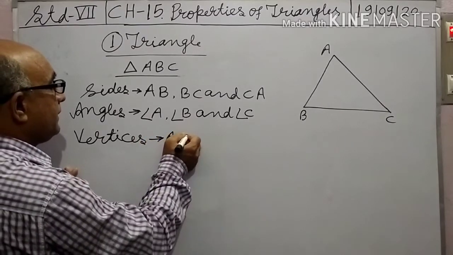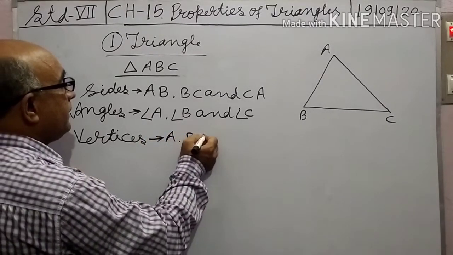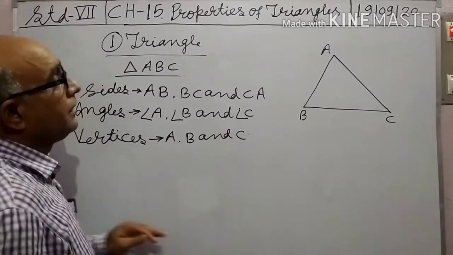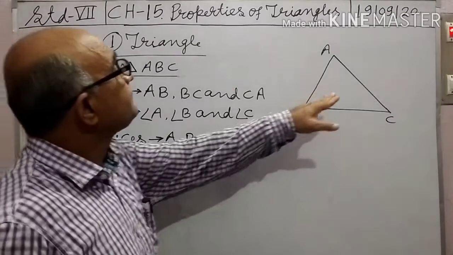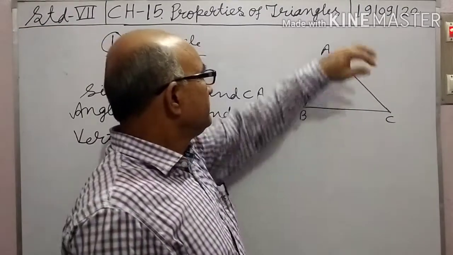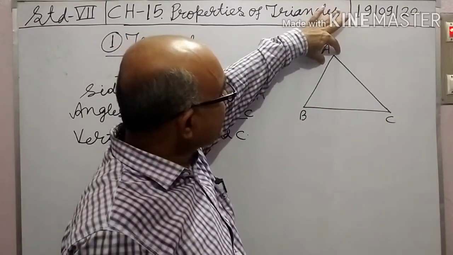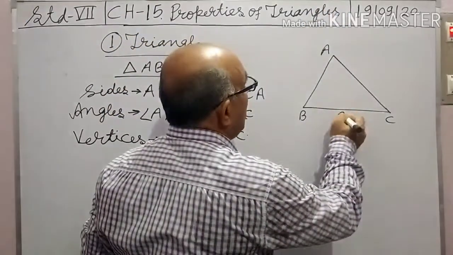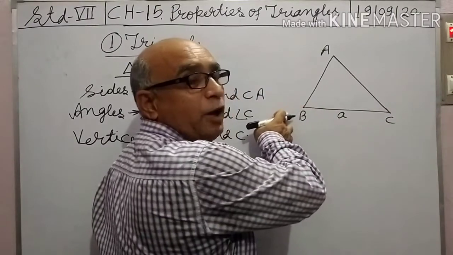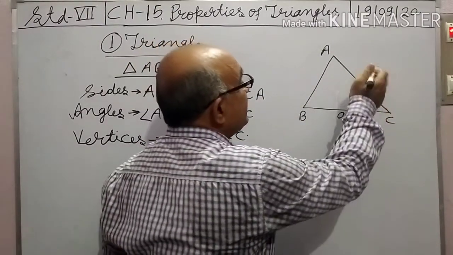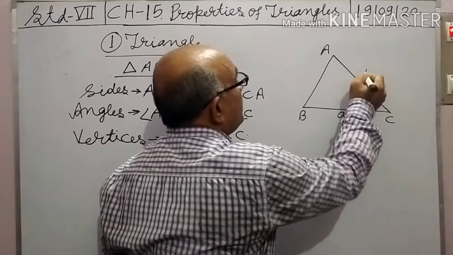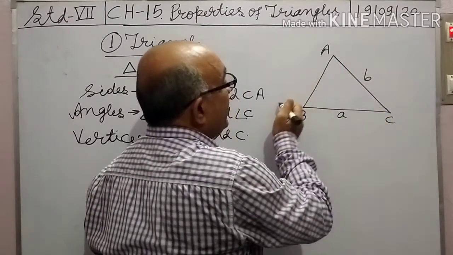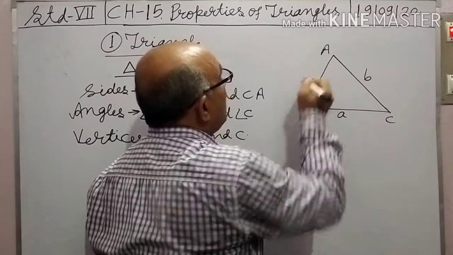A, B and C. The opposite side of vertex A is BC. BC is denoted by small a. The opposite side of vertex B is AC. AC is denoted by small b. And the opposite side of vertex C is AB. AB is denoted by small c.